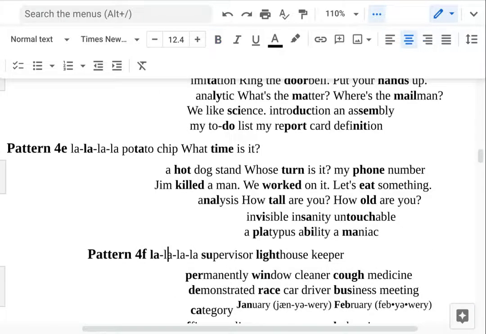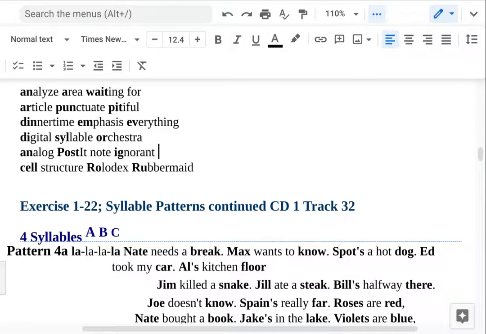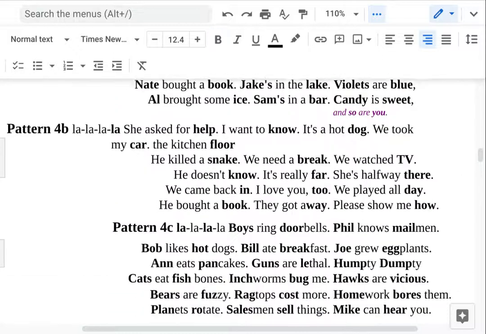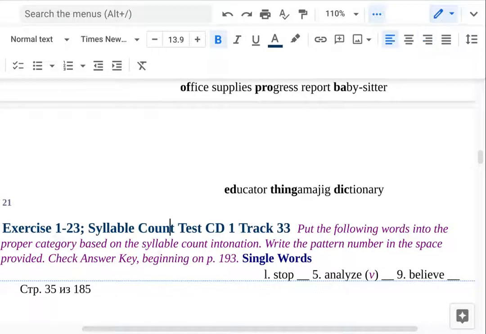Exercise 123, Syllable Count Test. Put the following words into the proper category based on the syllable count intonation. Write the pattern number in the space provided. Check answer key beginning on page 193.